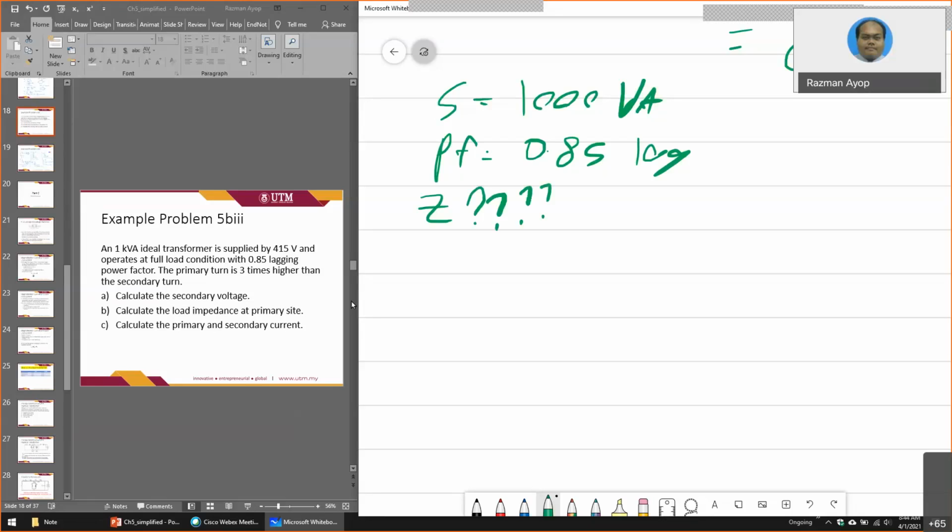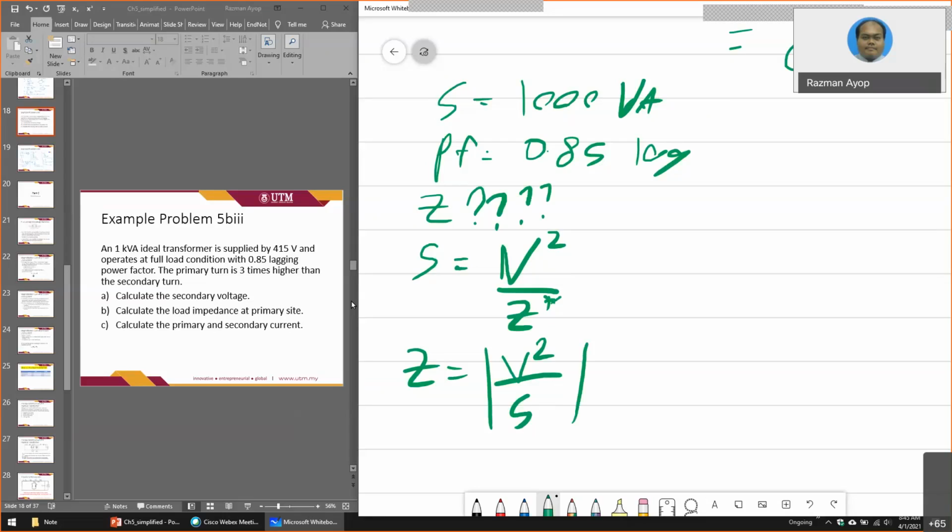So you have to use, remember the complex formula, S equals V squared divided by Z. Don't forget the conjugate. So Z equals V squared divided by S, and then don't forget conjugate. So S, what is S? So you have to find the theta.